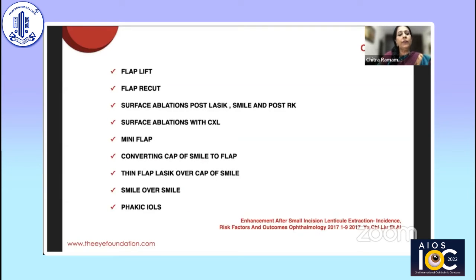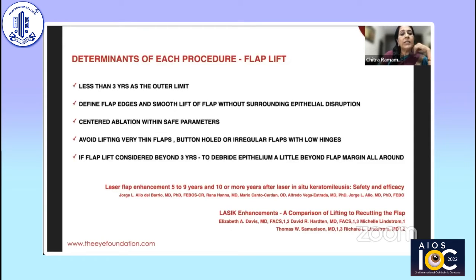So then these are the different options which have already been discussed partly, like would you do a flap lift? Would you do a flap recut? I think we hardly ever do it now. Would you do a surface ablation as a very safe option? Would you combine it with cross-linking? Is there any sense in doing a mini flap over a flap if the flap was very thick? Would you, and as Ritika so beautifully discussed about the SMILE-related enhancements, would you convert the cap to a flap? Would you do a thin flap LASIK if the cap was thick? Would you do a SMILE over SMILE? Or would you rarely do a phakic IOL? So the determinant of each procedure, like when would you do a flap lift?